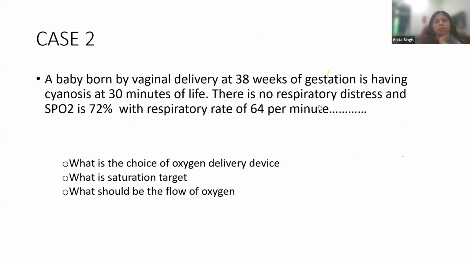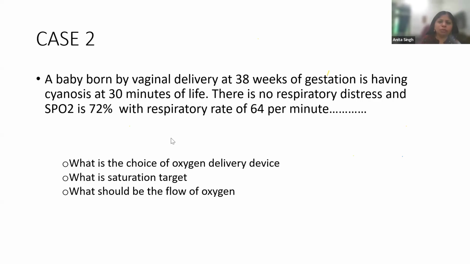Yes, so this is hood. This can be given by hood. So this baby, with this clinical presentation, seems not to have any work of breathing, but is having cyanosis, which is confirmed by the SpO2 of 72%. So this looks like a case of cyanotic heart disease.